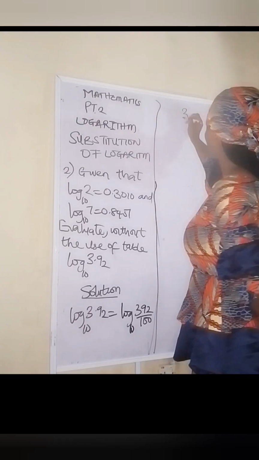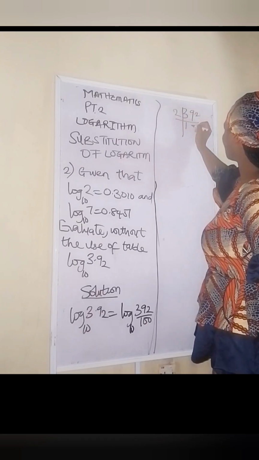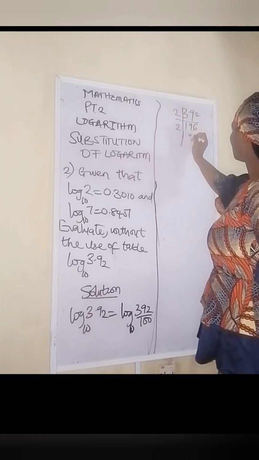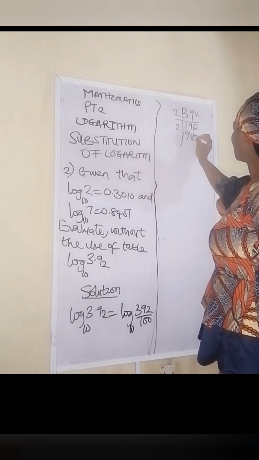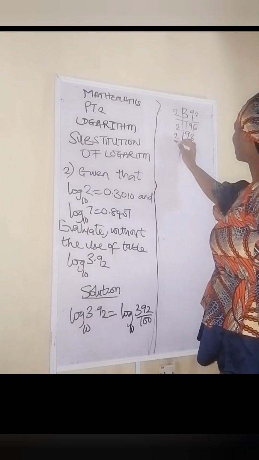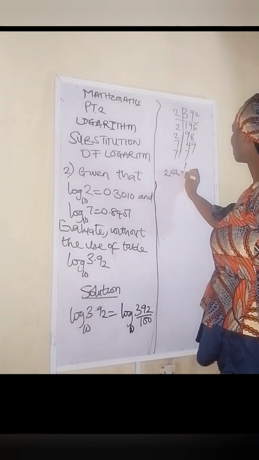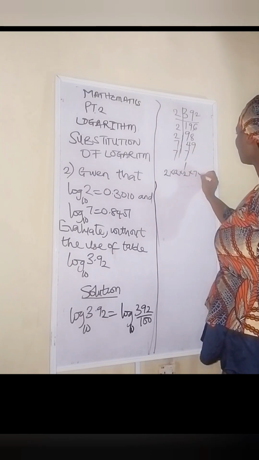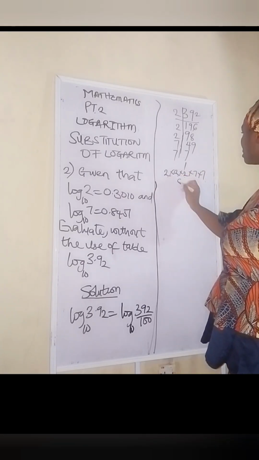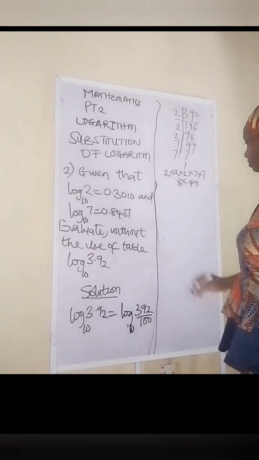Okay, so now let's quickly find the prime factors of 392. So this is 196, this is 98, so this is 49, so this is 7, 7, 1. So these are the prime factors. Okay, so this is what we'll be using now. So 2 times 2, 4 times 2, 8, 8 times 7, 49. So this is what we'll be using. So let's do that now.